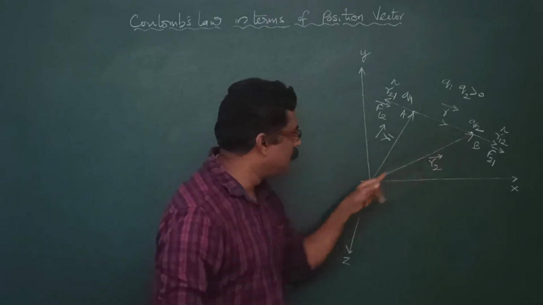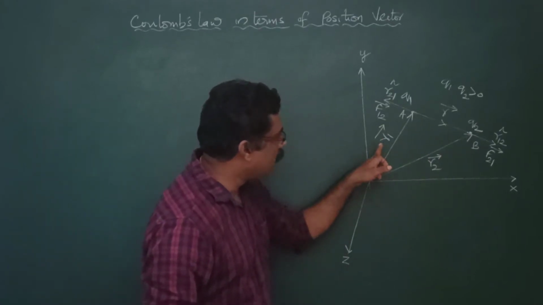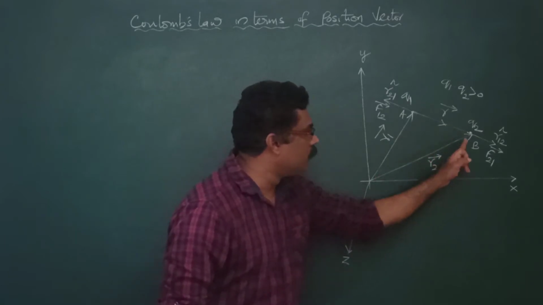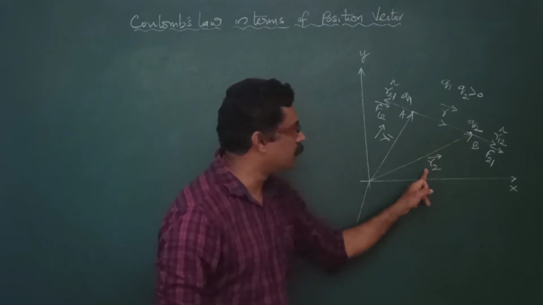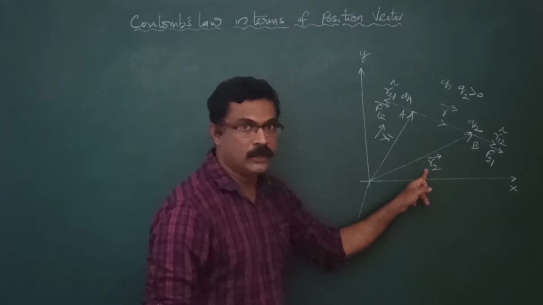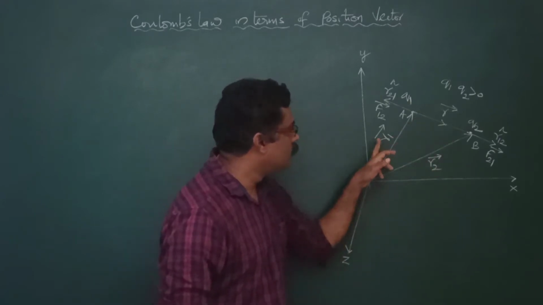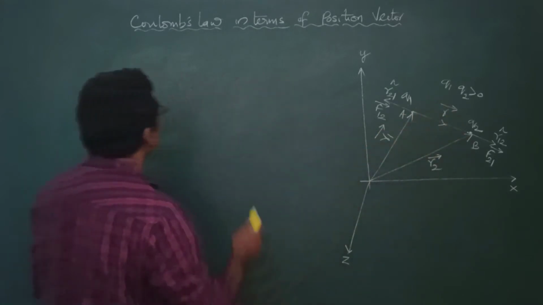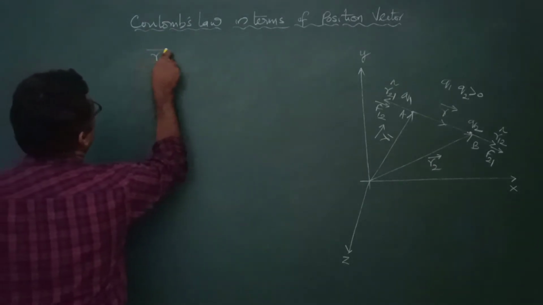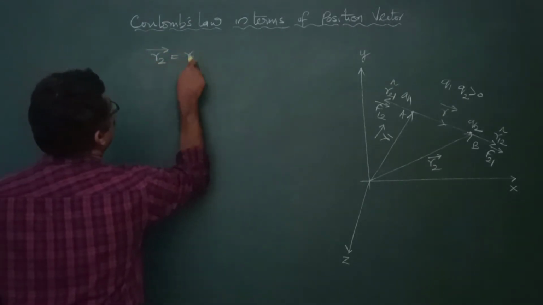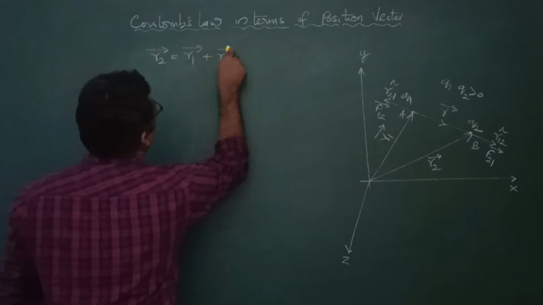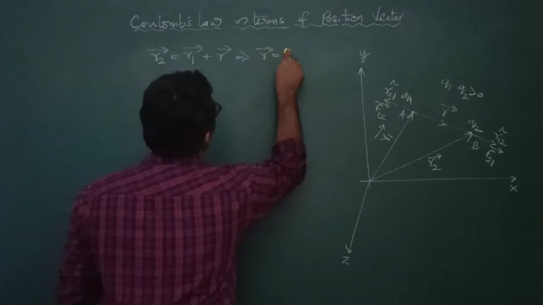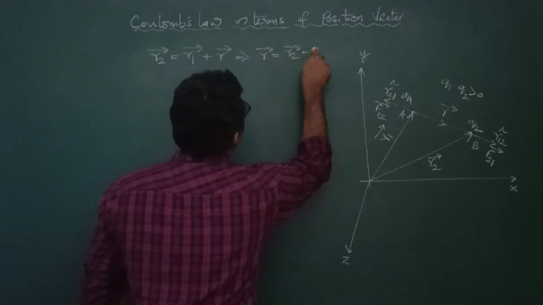And from this figure we can see that r1 vector and r vector are taken in the same order, and r2 is the reverse order, so r2 is the resultant vector. According to the triangular law of vector addition, we can say r2 vector is equal to r1 vector plus r vector. From here you can write r vector is equal to r2 vector minus r1 vector.